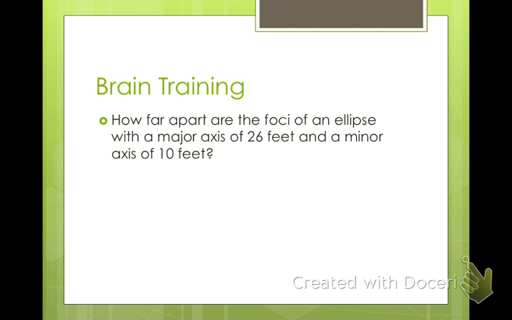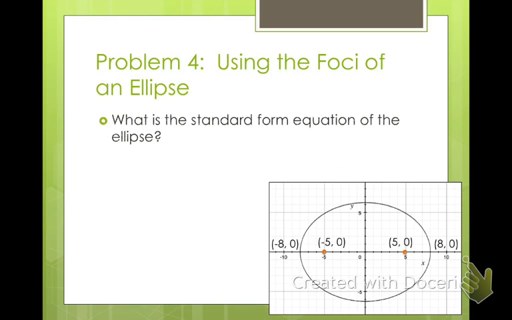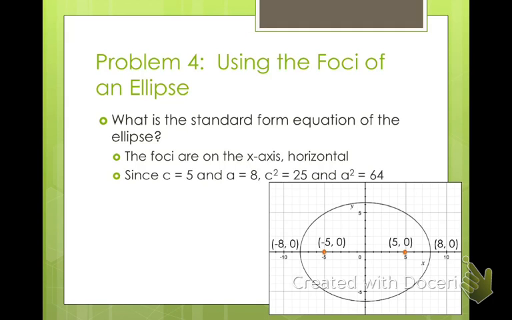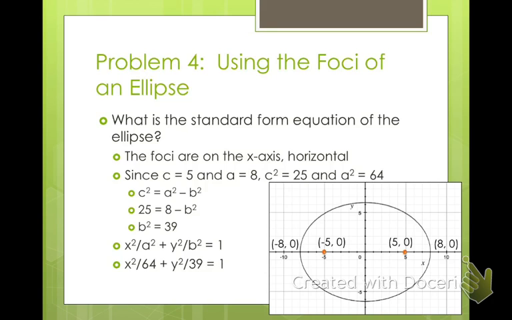Alright, that's kind of the same kind of question. You can use the foci, that c squared equals a squared minus b squared, in order to find a missing value. So in this case we have a is 8, c is 5. You can use that to find your b squared and plug it into your equation. This is a horizontal ellipse, so you're going to use x squared over a squared plus y squared over b squared equals 1 and plug in your values 64 and 39.